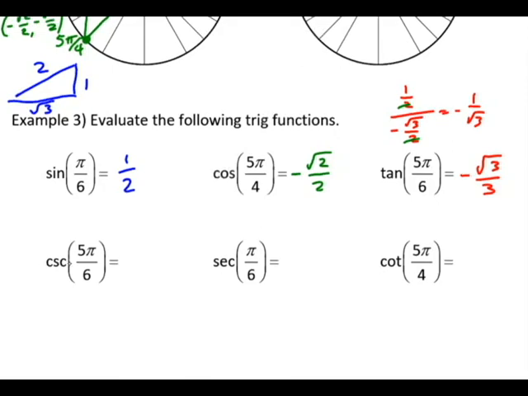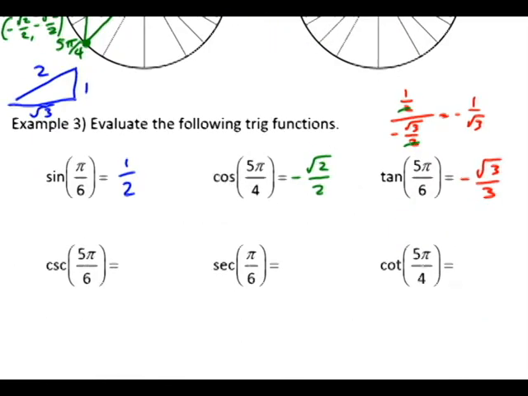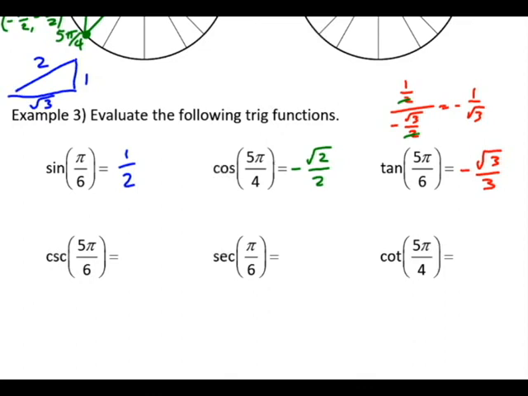Cosecant of 5 pi over 6. Well, we just looked at 5 pi over 6. It's right here in red. The cosecant is the reciprocal of sine. So sine of 5 pi over 6 was 1/2. That was our y-coordinate. So cosecant is going to be 2.